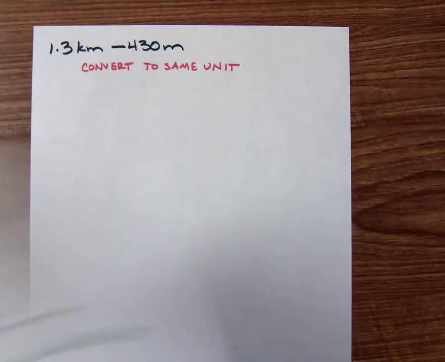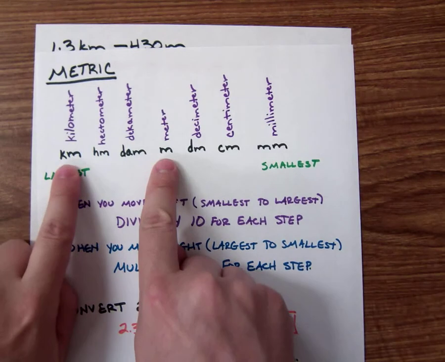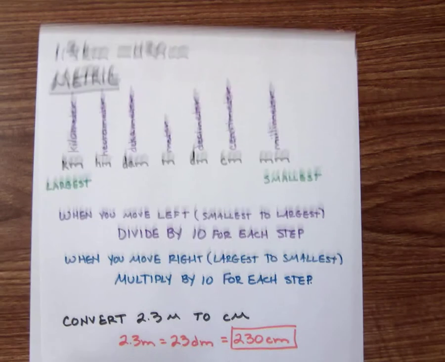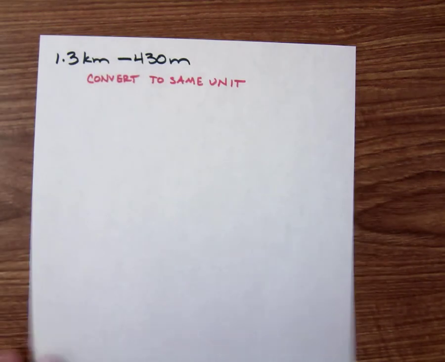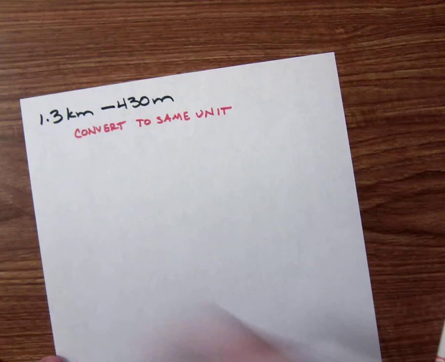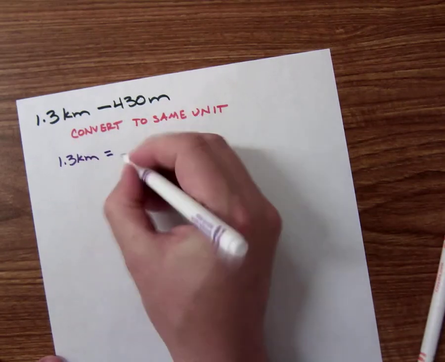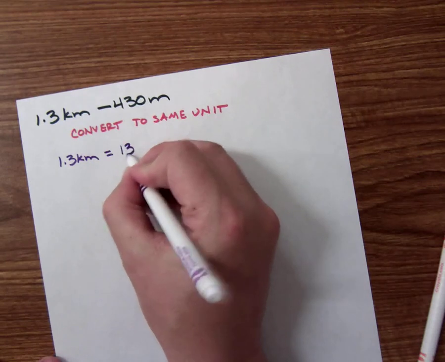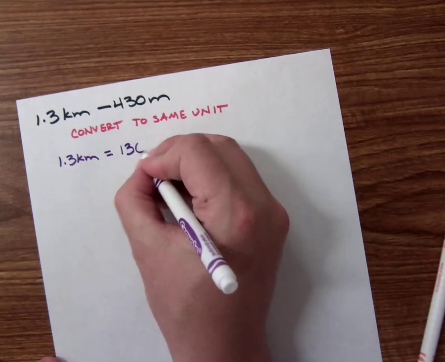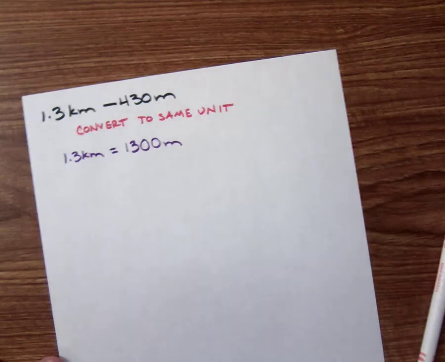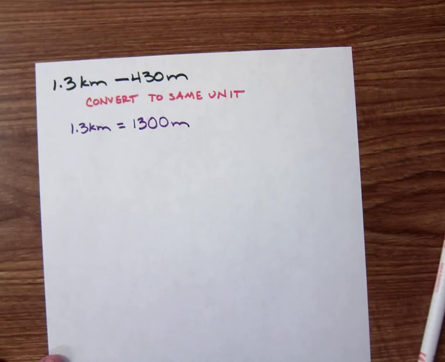So let's do that. To go from kilometers to meters, what do I do? Times 10. Multiply by 10 how many times? 3 times. Multiplying by 10 3 times is the same thing as multiplying by 1,000. So I'm going to do 1.3 kilometers and multiply that by 1,000. If I multiply by 10, it's 13. If I multiply by 100, it's 130. If I multiply by 1,000, it's 1,300. So 1.3 kilometers is 1,300 meters.